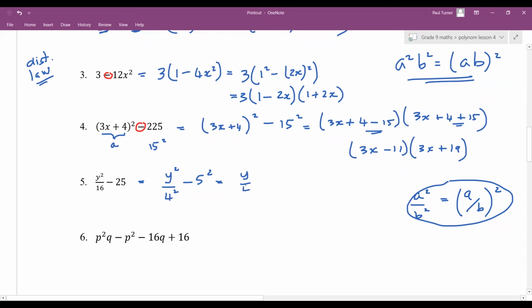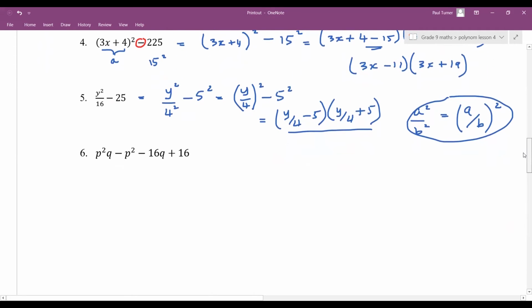So y on 4 all squared minus 5 squared. So now we just use our rule to write the factors. So y on 4 minus 5, y on 4 plus 5, and that's finished there. Okay, if you're copying, I'll go up fairly slowly.